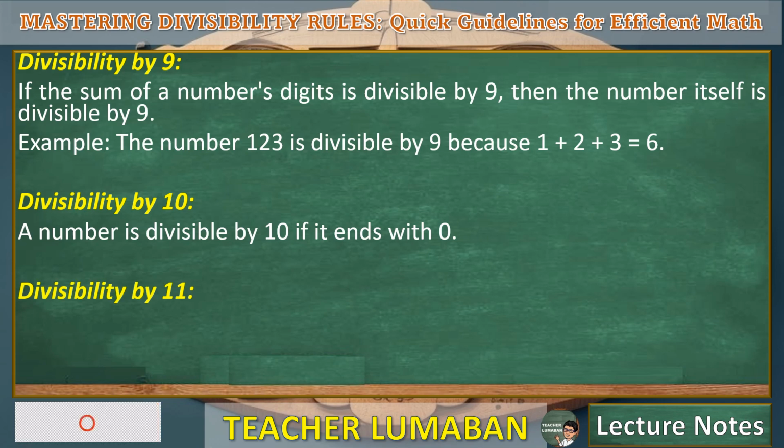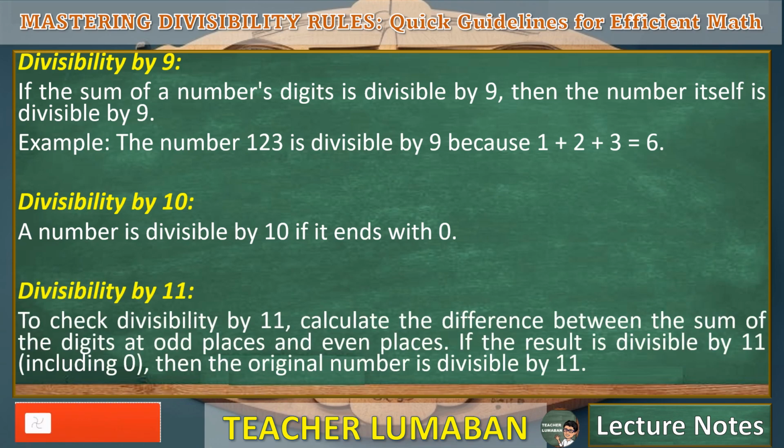Divisibility by 11. To check divisibility by 11, calculate the difference between the sum of the digits at odd places and even places. If the result is divisible by 11, including 0, then the original number is divisible by 11.